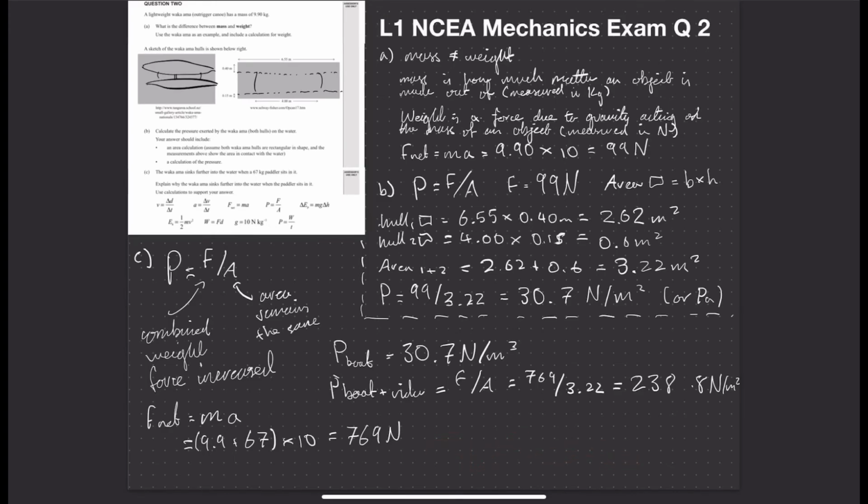How much our boat sinks into the water, if you imagine it sitting on top, actually depends on the pressure exerted on the water. So the greater the pressure, the more it sinks into the water. The lighter Waka armour has less force, and therefore less force applied over the same area is going to be a smaller pressure exerted, as we've shown here with our 30.7 newtons per meter squared.